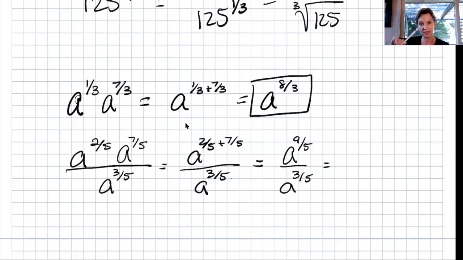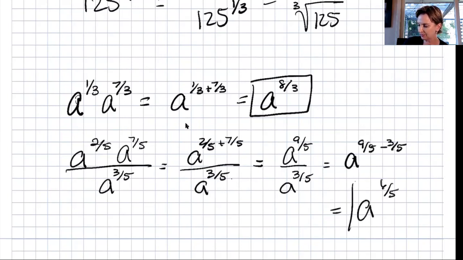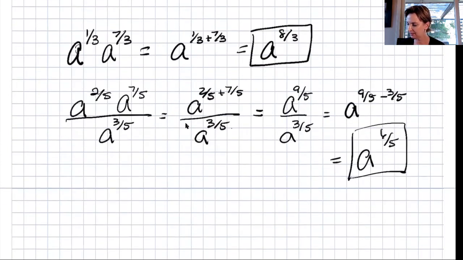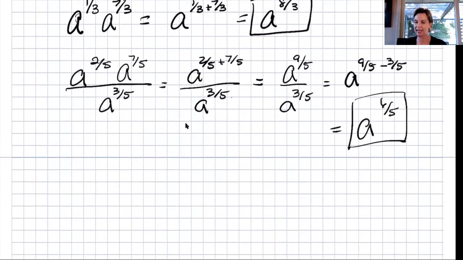And now we have the same base. We're dividing, so we can just subtract the exponents. Remember that from our exponent laws. So a to the 6/5. Okay. Two more problems and we'll be done for the day. Just continuing to step things up a little bit here.